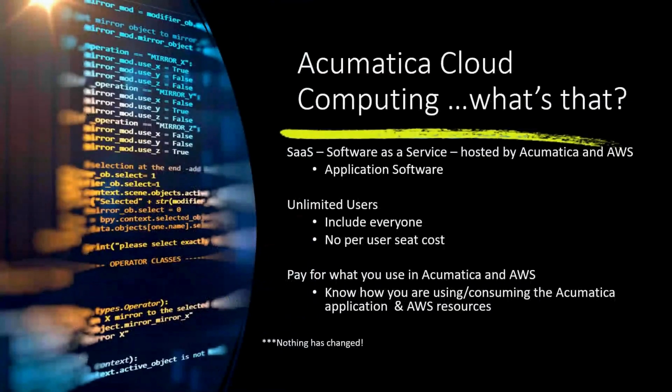All right, a little background. Acumatica Cloud Computing has three primary components. It's the software application itself, and it's hosted in the Amazon Web Services environment. Of course, we have all the unlimited users, unless you're on the Small Business Edition, which has named users. This allows everyone in your organization to access the system, and there's no per-user cost.